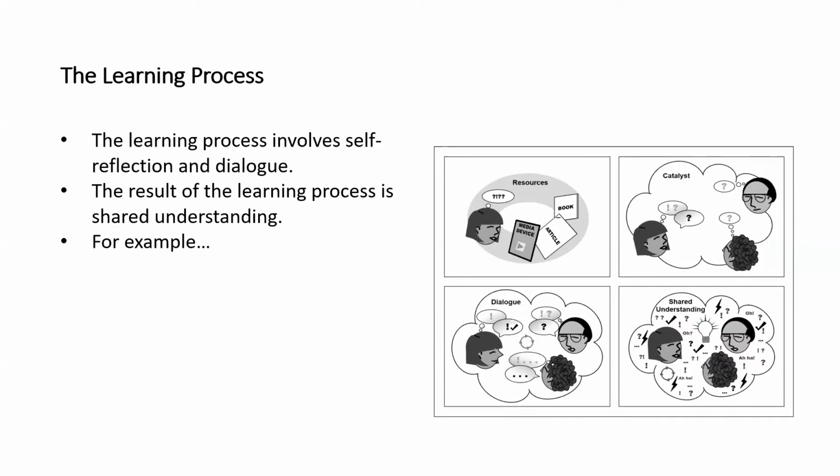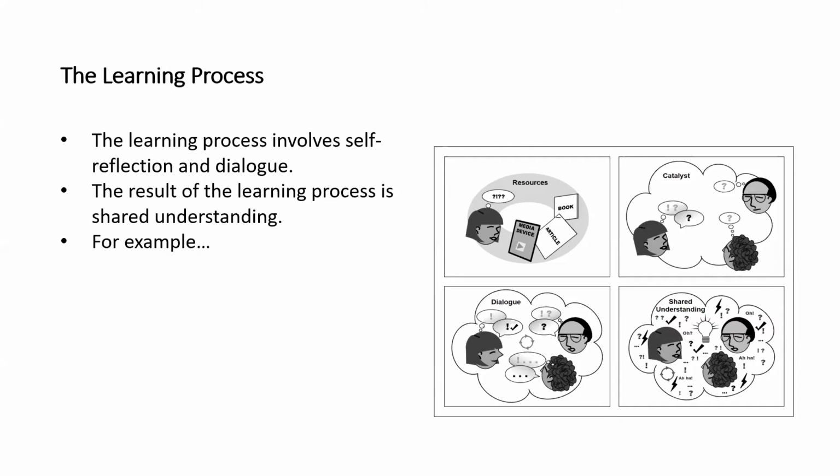So having heard about our view of learning, let's talk a little bit about the learning process. In our view, learning begins with self-reflection. So a learner is exposed to some information in a resource, whether that's a book or video or a website or some other source of information, and then self-reflects on the information, generating ideas, questions, and an initial understanding of the information.